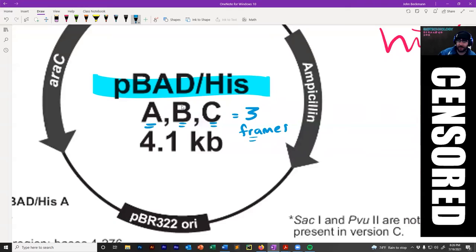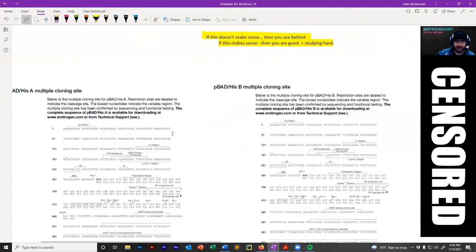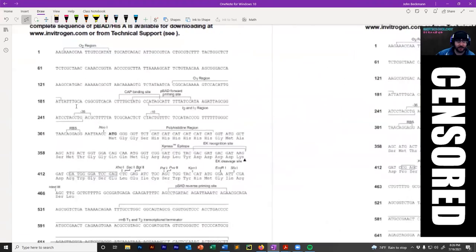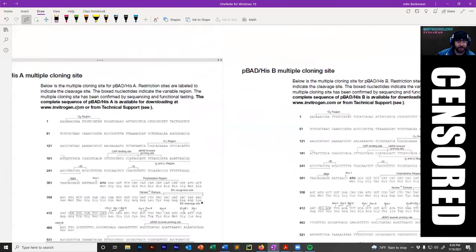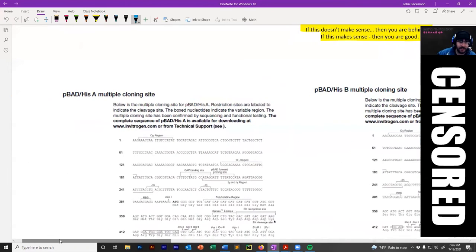Make sense? Three frames. So you can actually look at these. Let's look at the sequence. I gave you all the sequence. This is kind of blurry, so I'm just going to show two plasmids. Here is A, and this one is B.